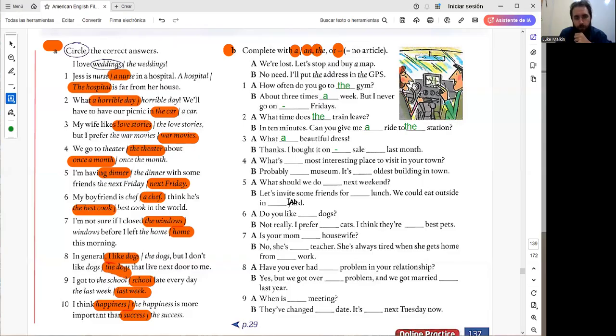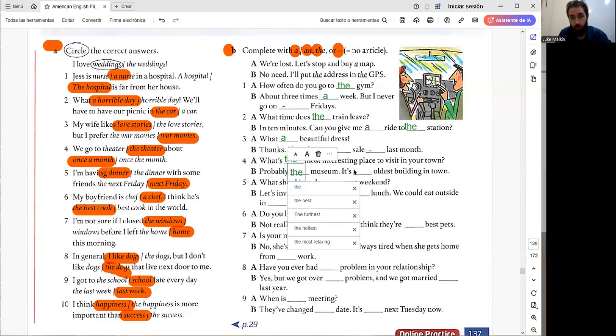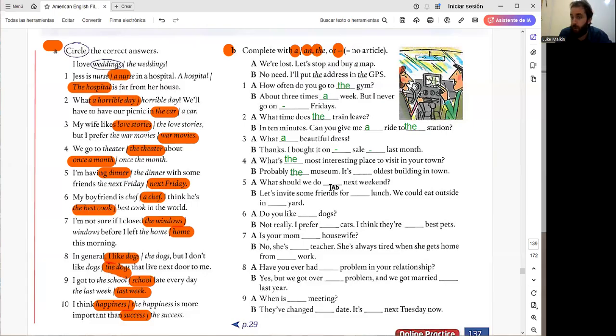Number four, what's the most interesting place to visit in your town? Here we have a superlative, so the most. Part B, probably the museum. A specific place in town. I know which museum I am talking about, and so do you. It's the oldest building in town. Again, superlative with the.